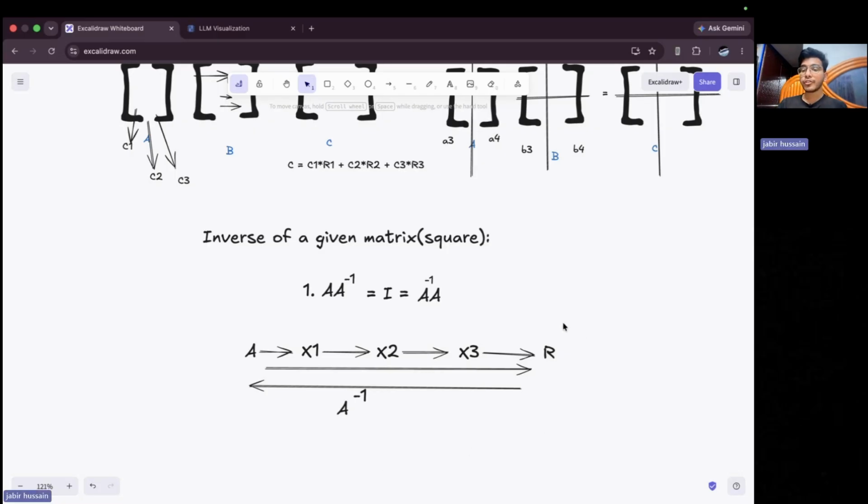Okay, so if you multiply R with A inverse, you will immediately get A. And if you multiply A with R, you will immediately get A inverse. Are you getting me? So these two are the mirrors of two opposite spectrum, two opposite sides.